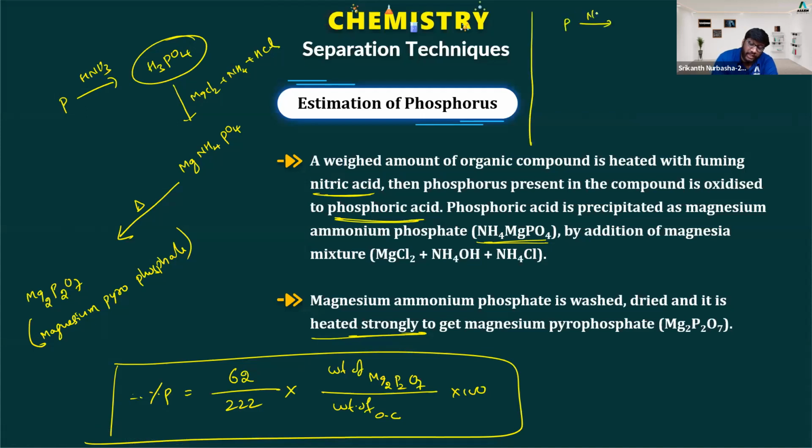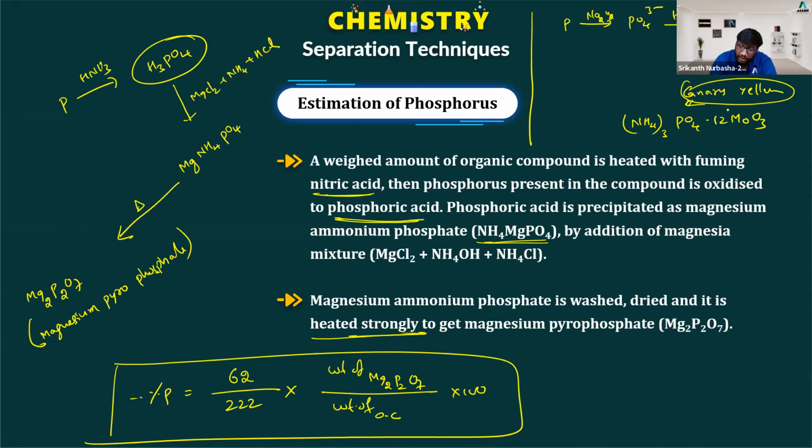Phosphorus in the presence of Na2O2 is converted to PO4 3 minus. This is treated with HNO3 to form H3PO4. This H3PO4 is treated with ammonium molybdate to form a canary yellow precipitate. What is that canary yellow? Ammonium phosphomolybdate. What is the formula of ammonium phosphomolybdate? (NH4)3PO4.12MoO3. This is canary yellow.